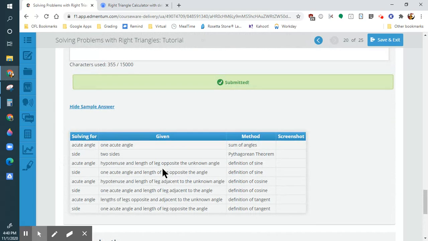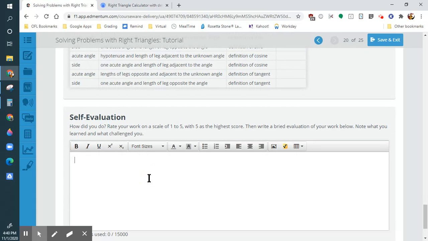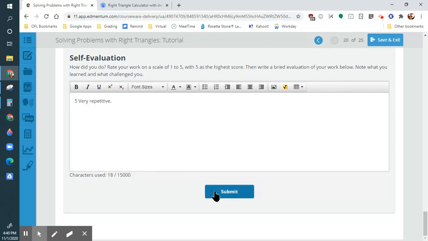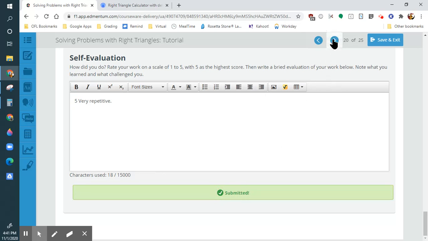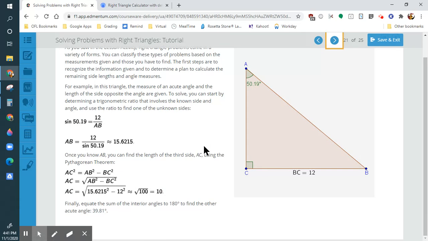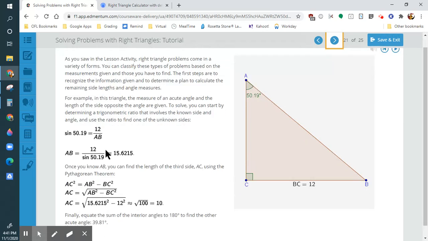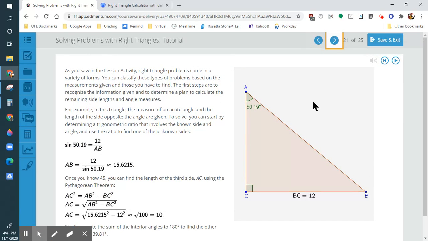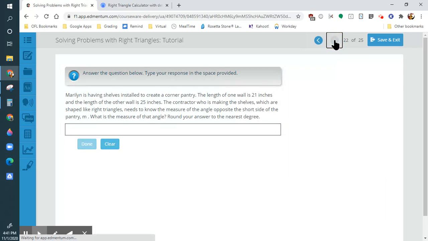And I'm just going to say repetitive. This is very repetitive. One acute angle. I guess it could have done a little bit of work there. But hey. And 5. Very repetitive. All right. Hopefully you guys fast forward through most of that. And then this shows you just how you can use trig functions.